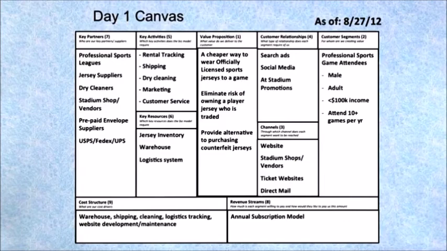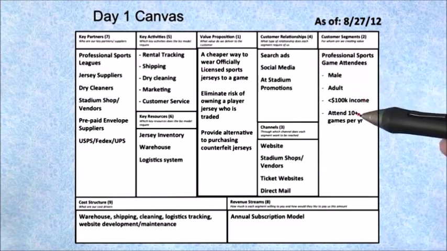They thought that their customer segment was going to be professional sports game attendees who were male, adult, less than $100,000 income, and attended 10 games per year. That is, they were beginning with a series of hypotheses about their customer archetype.